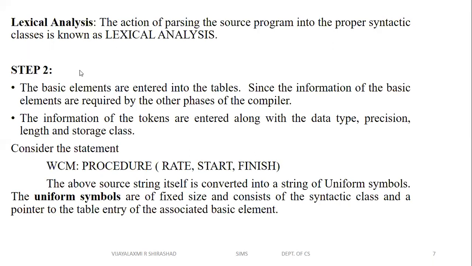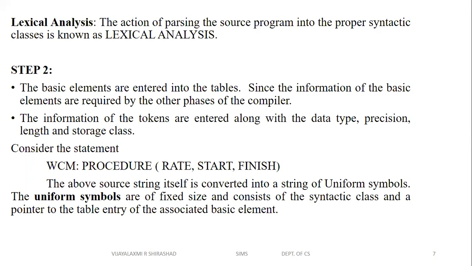In step 2, the basic elements are entered into the table. So in designing an assembler, you saw each symbol being stored in a table. In the same manner, here also basic elements are entered into the table. Since the information of the basic elements is required by the other phases of the compiler, each and every piece of information will be stored in tables. Information about the tokens is entered along with the data type, precision, length, and storage class.